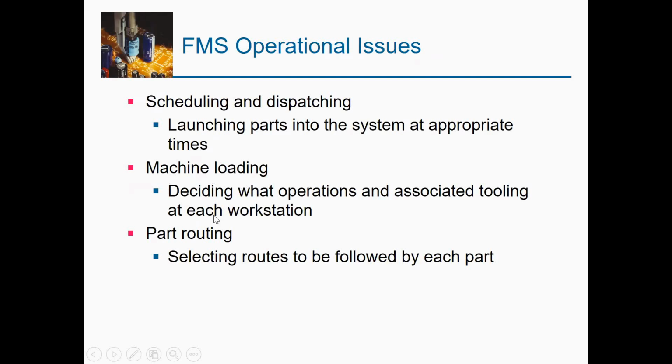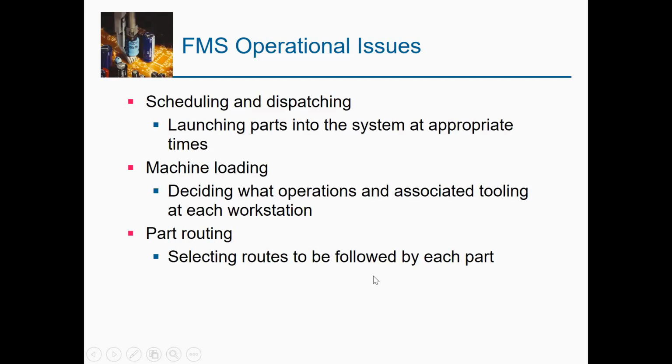Machine loading: deciding what operations and associated toolings at each workstation. These are very common things. Whenever you are going to implement FMS or any industry manufacturing system, you need to know all these things. Machine loading, what are the different tools required at each workstation, what are the different operations, where you need to fix the machines, the sequence, the routing, the scheduling, dispatching, part routing. What must be the part routing? Selecting routes to be followed by each part.